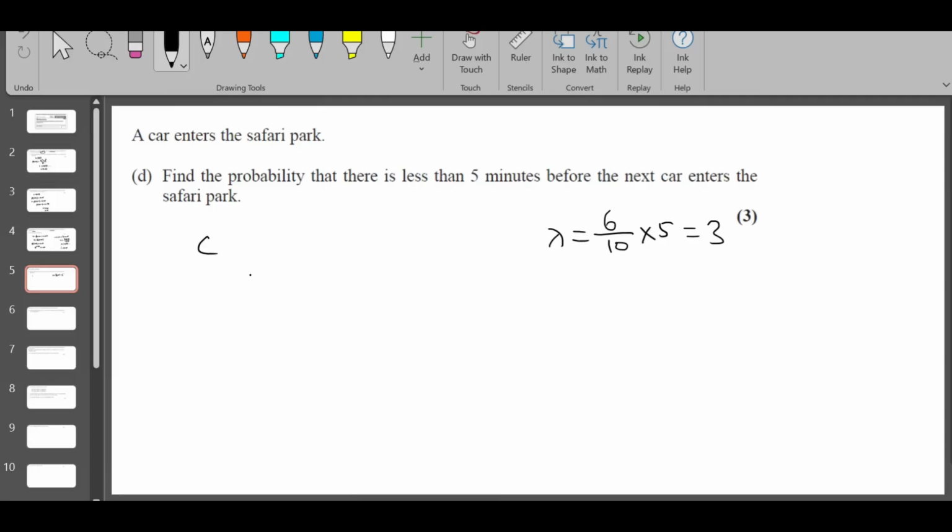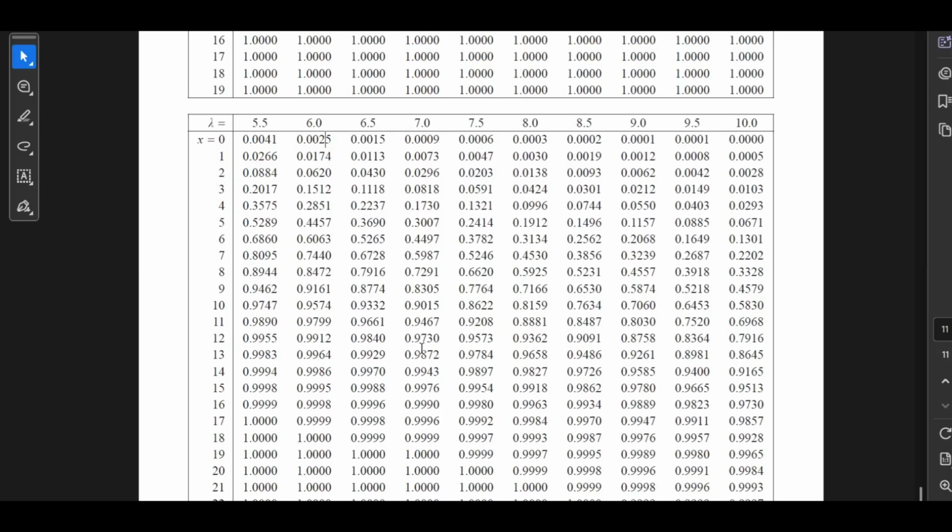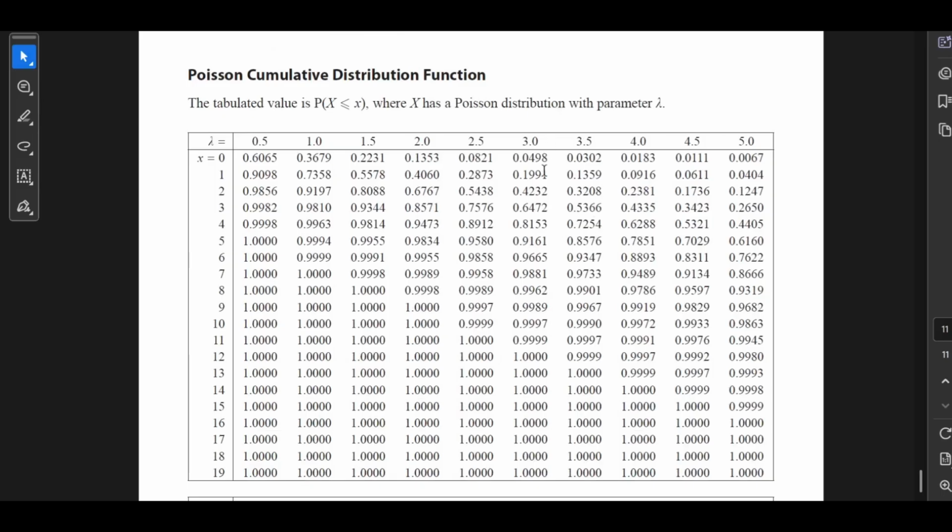So I'm going to define a Poisson distribution of 3 now. It says at least 1, so C is greater than or equal to 1. They want you to find this probability, which is 1 minus P of C less than 1, which is 1 minus the probability of 0 here, for lambda equal to 3. For lambda equal to 3, it's 0.0498.